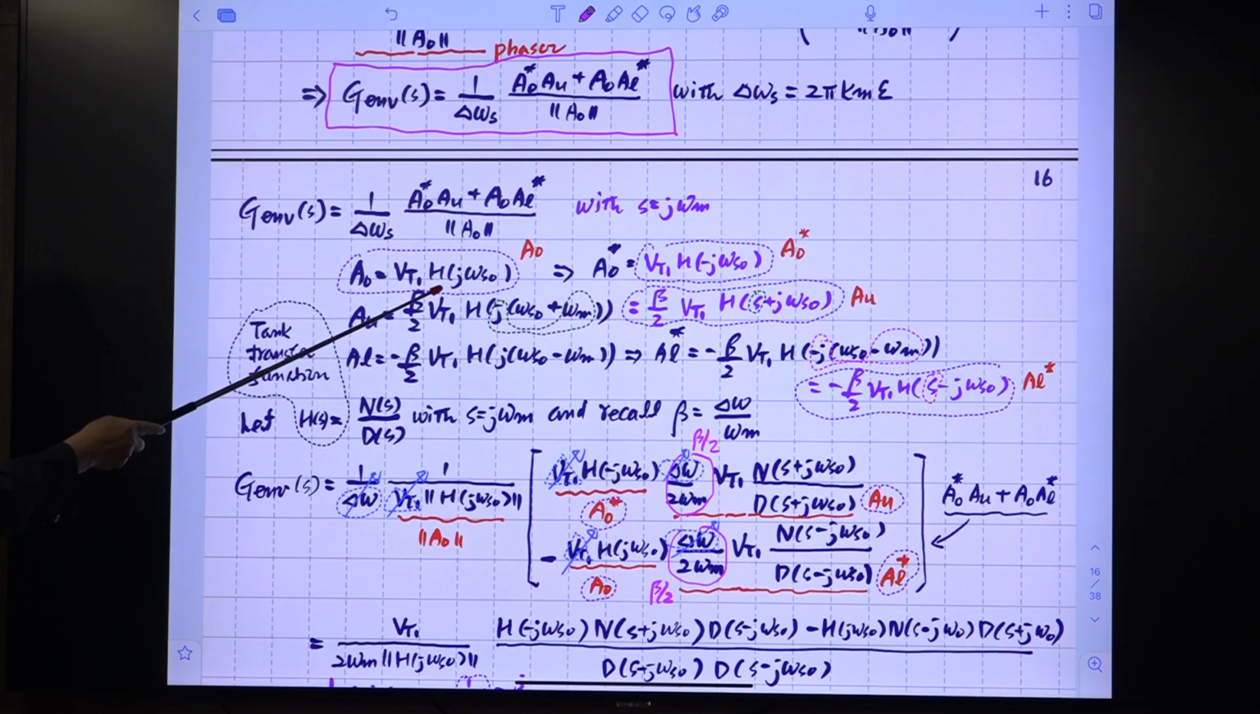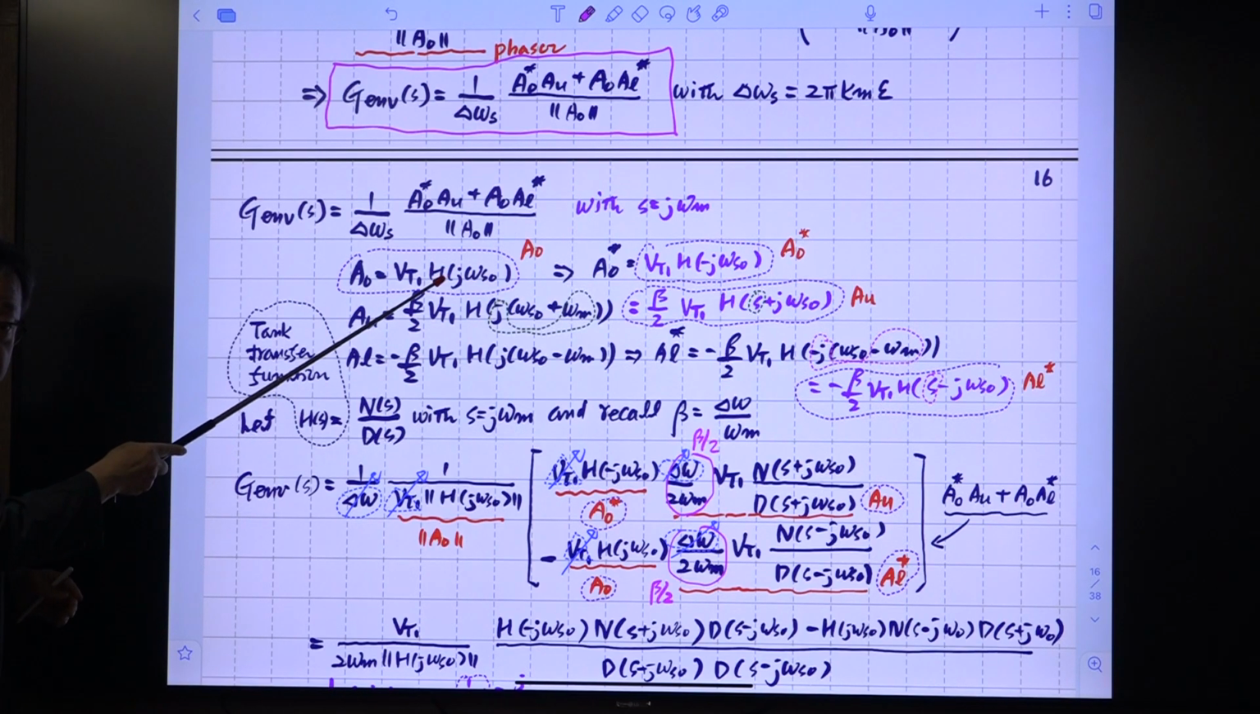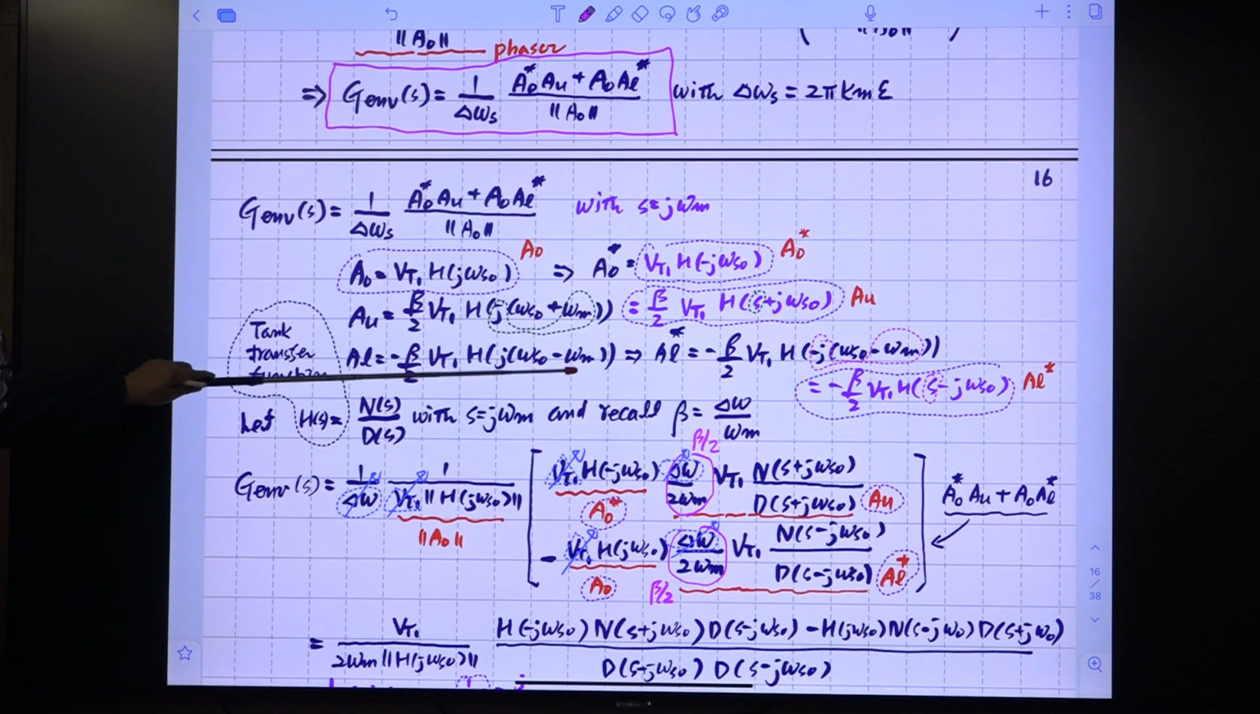So A0 is this one. This is the magnitude of the fundamental component of tank voltage multiplied by this H evaluated at this frequency, which is a complex quantity. So this is a phase, and for the complex conjugate, it just takes a minus sign in front of this. Still we are assuming this tank circuit has only reactive components, so the complex conjugate is obtained by replacing this J with minus J. Okay, that simplifies a lot. Without that assumption, it's impossible to play with this. And this is AL. So AL conjugated, put a minus sign here.